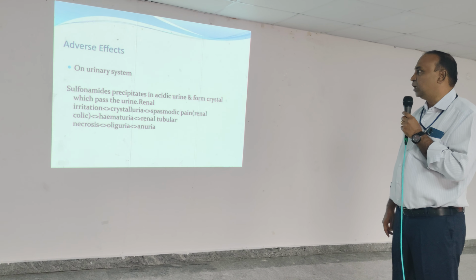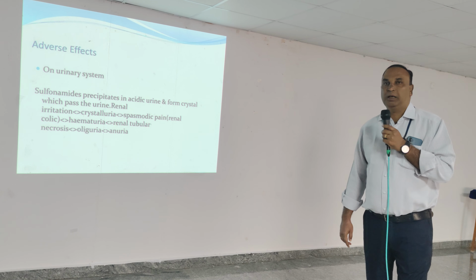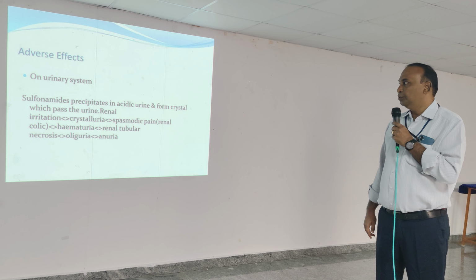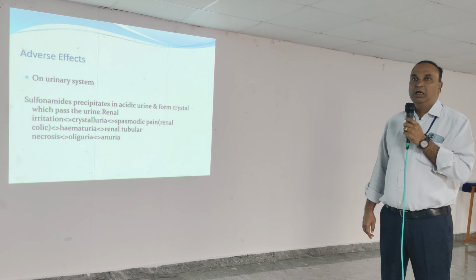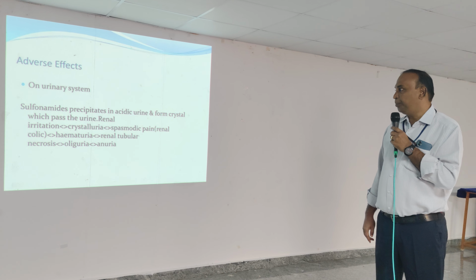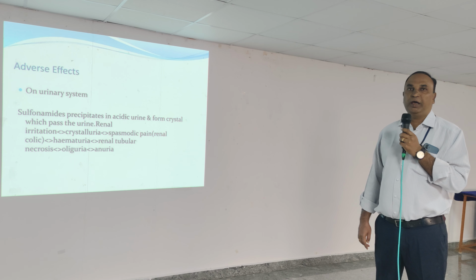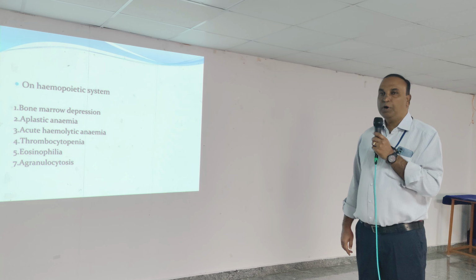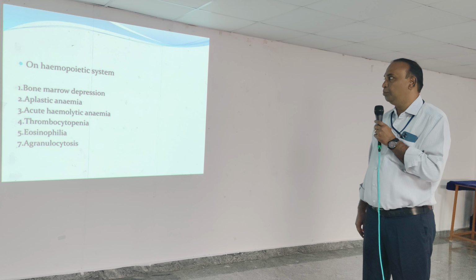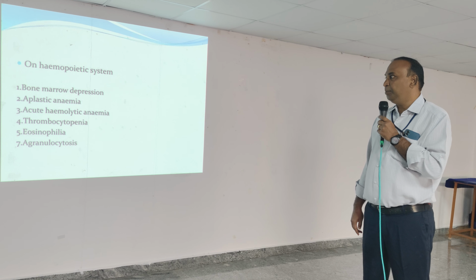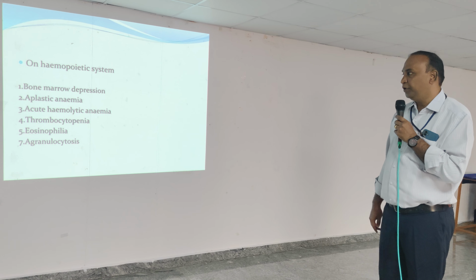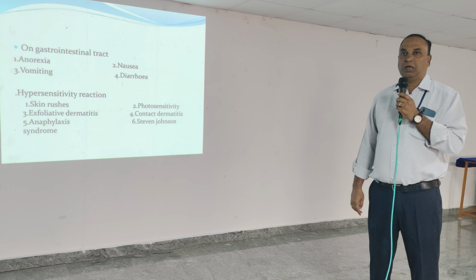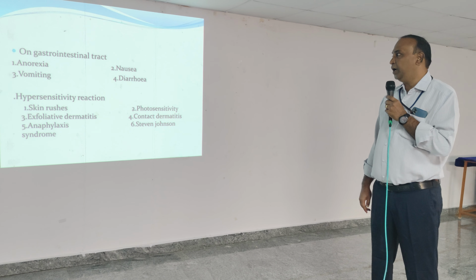Adverse effects of sulfonamides on the urinary system: they precipitate in acidic urine and form crystals which pass in the urine. They cause renal irritation, crystalluria, spasmodic pain, hematuria, tubular necrosis, oliguria, and anuria. On the hemopoietic system, sulfonamides have effects like bone marrow depression, aplastic anemia, thrombocytopenia, eosinophilia, and agranulocytosis. On the GIT, they cause anorexia, nausea, vomiting, and diarrhea.